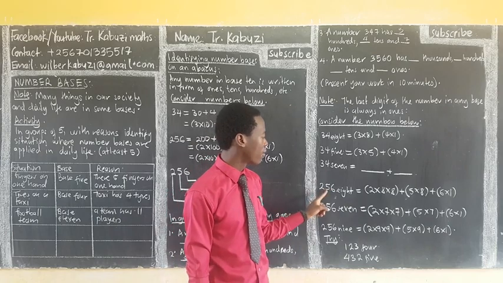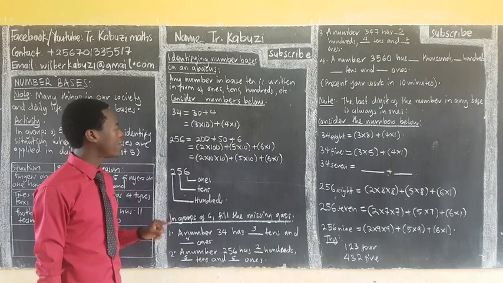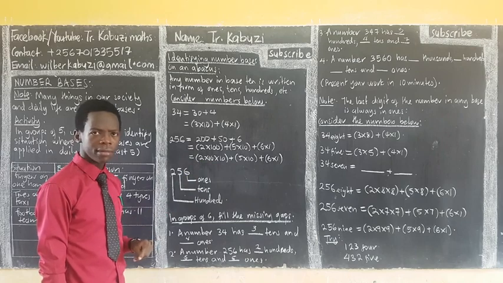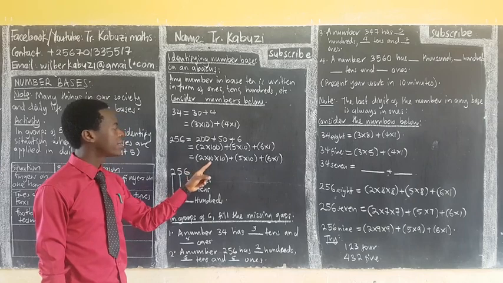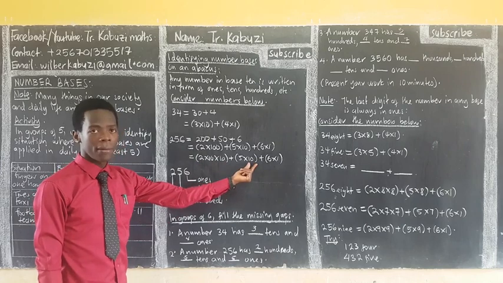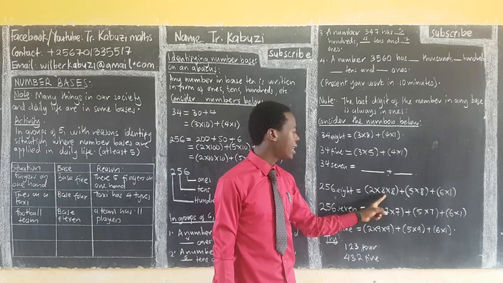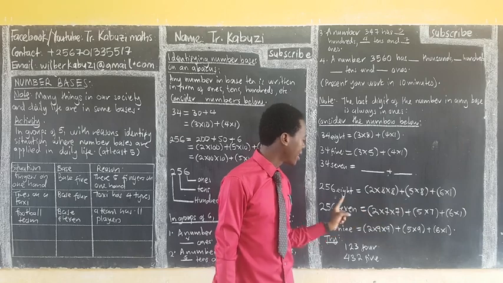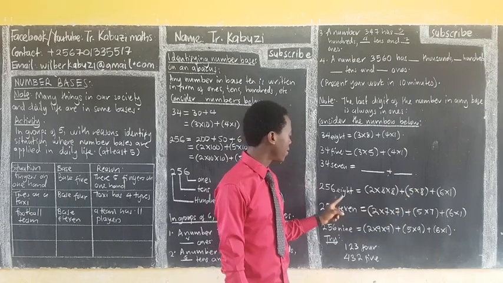When we come now to 2, 5, 6 in base 8, we said 2 times 8 times 8. So we said if it's in base 10, it's now 2 times 10 times 10. Now, this one in base 8 is going to be 2 times 8 times 8 instead of 10 because we are in base 8. Then plus, this 5 is now in 8s. That's why I have 5 times 8. And this is in 1s.